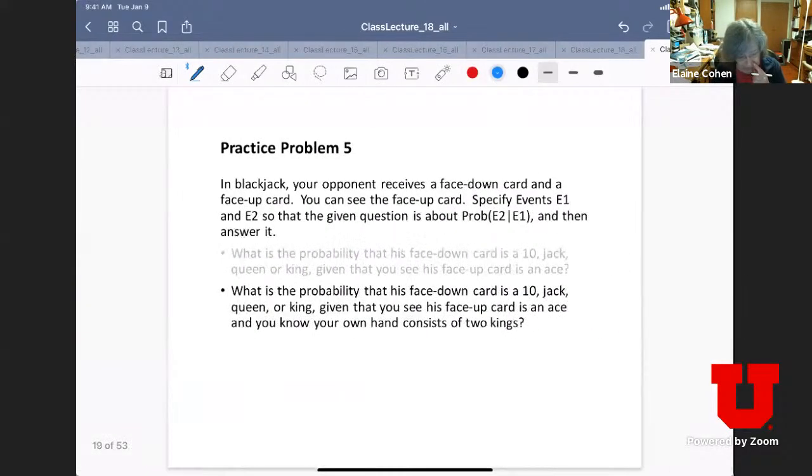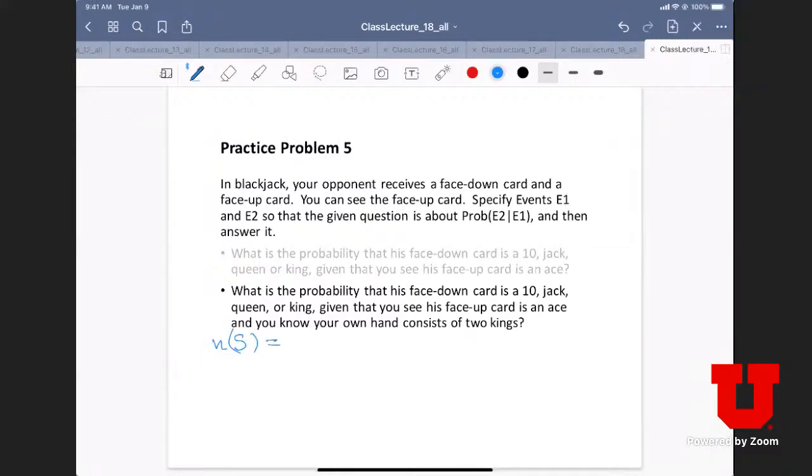Okay, now let's look at the second one. What's the probability that his face down card is a 10, jack, queen, or king, given that you see his face up card is an ace, and you know that your own hand consists of 2 kings? What is our sample space now? How many elements in the sample space? 49. 49, very good.